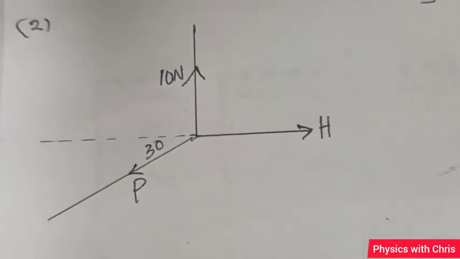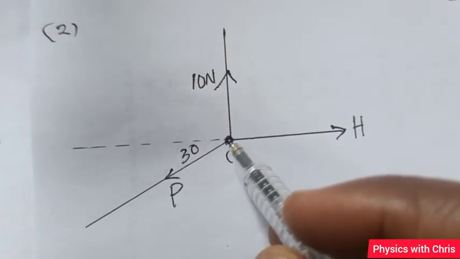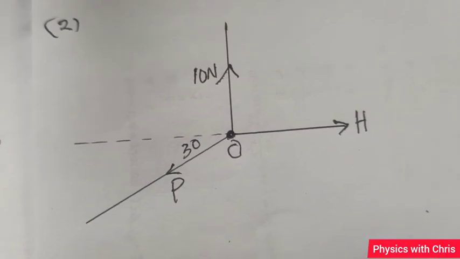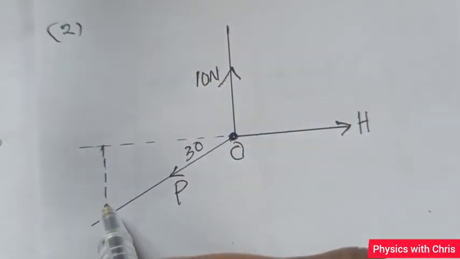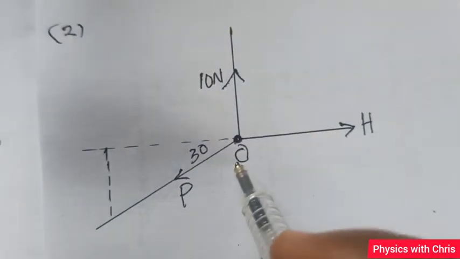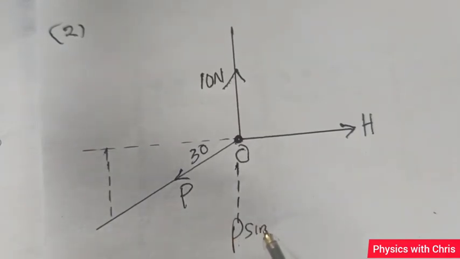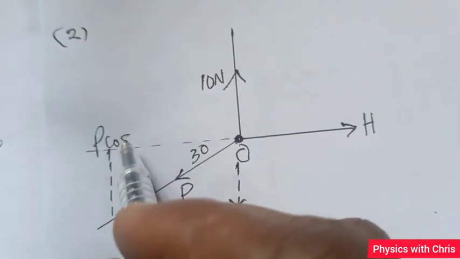Okay, look at this second question here. There's a body at point O under the action of these three forces. To find the values of force P and force H, just as I did the first one, I can equally resolve force P into its vertical component, which is the component acting along this line, and that's my P sine 30. Of course, that's going to be negative. And this is P cos 30.